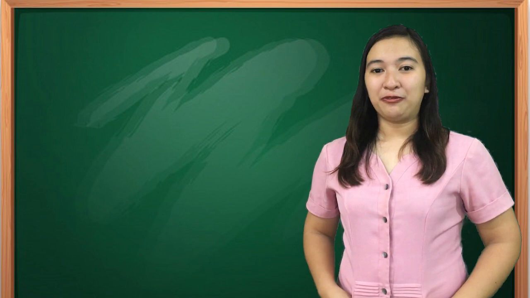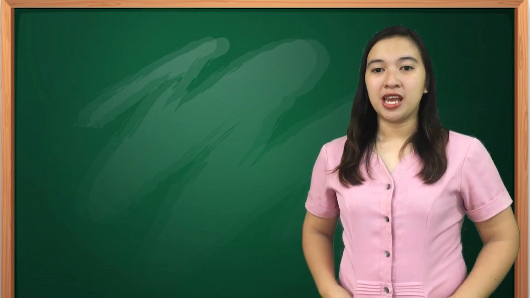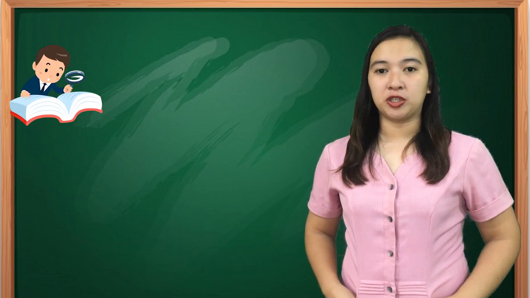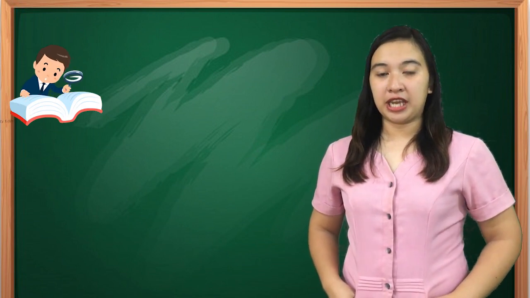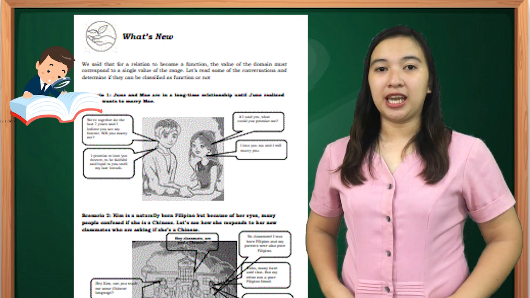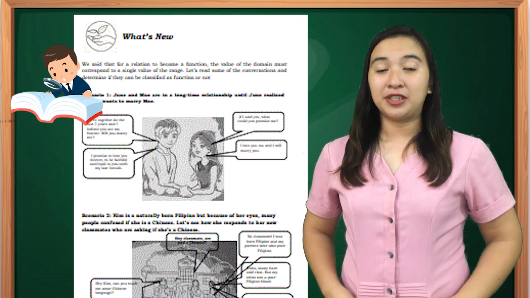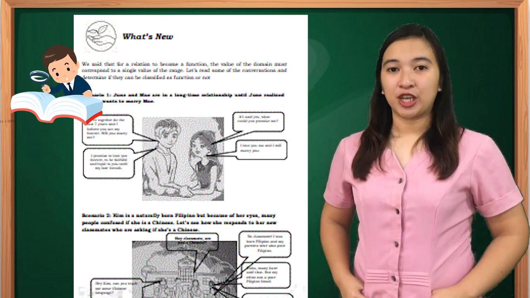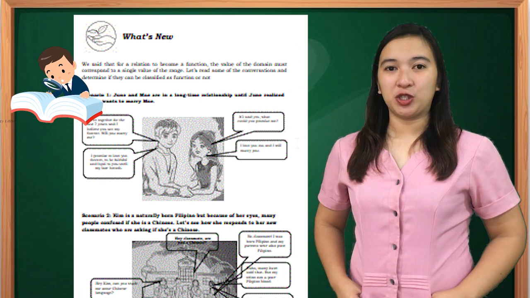We said that for a relation to become a function, the value of the domain must correspond to a single value of the range. Read some of the conversations on page 8 and determine if they can be classified as functions or not. After that, write the reflection on page 9. You are given 10 minutes to do the activity.